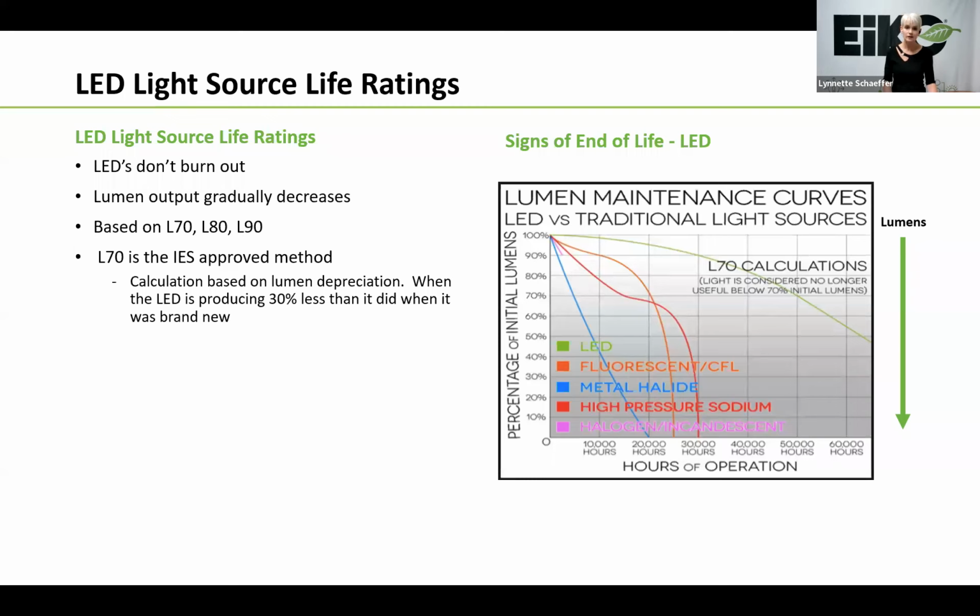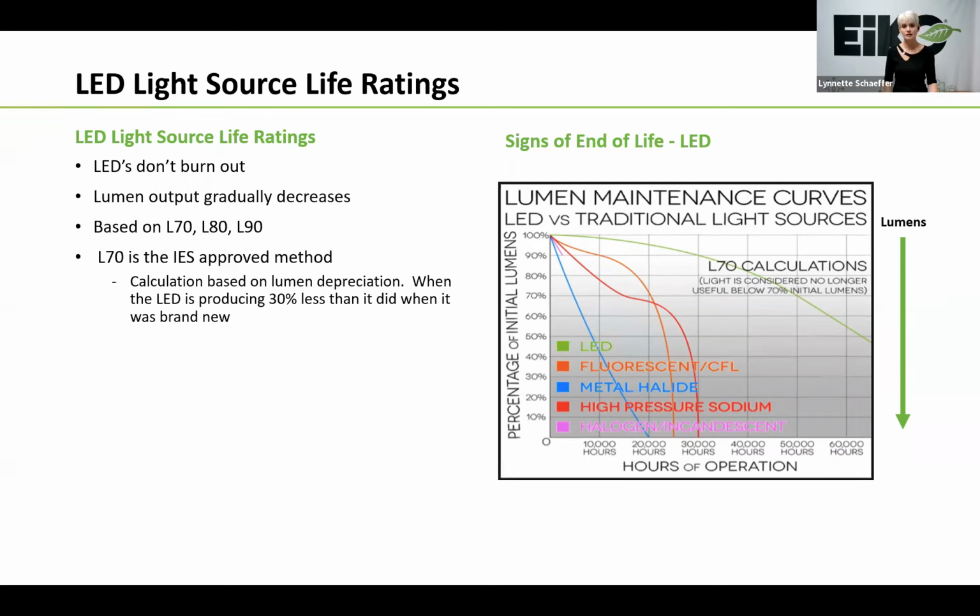Now, the lifetime rating of an LED is dependent upon many variables, such as operating temperature, drive current, and the technology and materials used in the construction of the product. Of course, heat can have a major effect on the life of an LED, and that is why manufacturers do everything they can to help dissipate the heat. So now, going back to this whole L70 rating, L70 again is approved by the IES. It's not that you can't use L90 or L80, but L70 is the approved method.